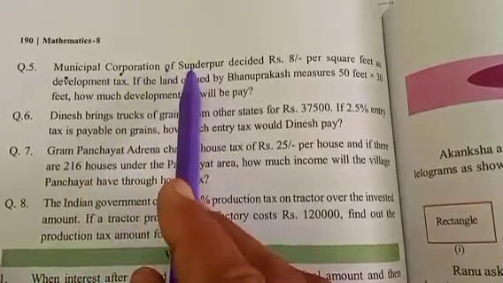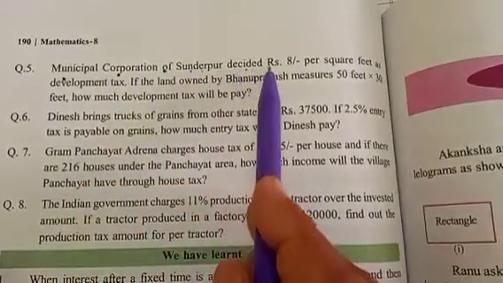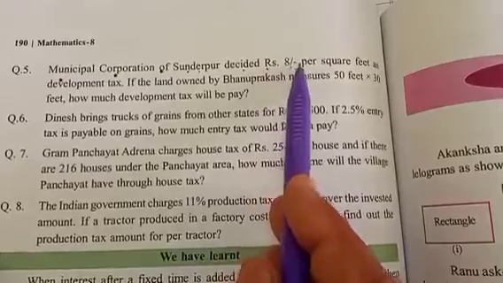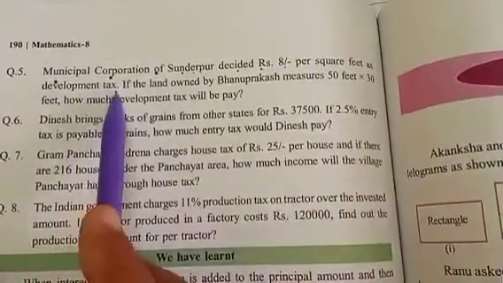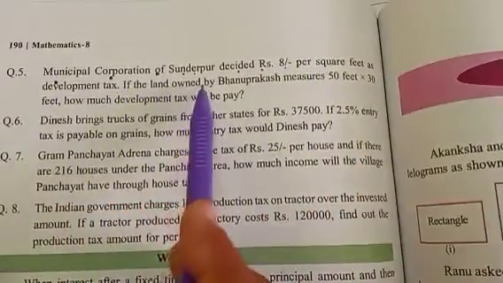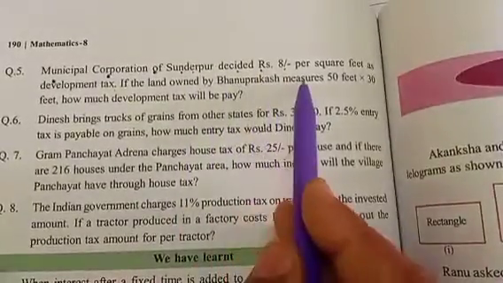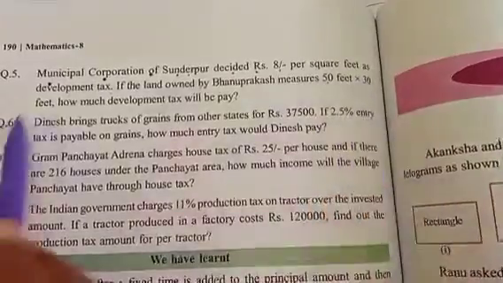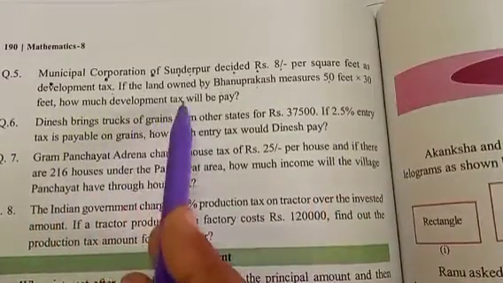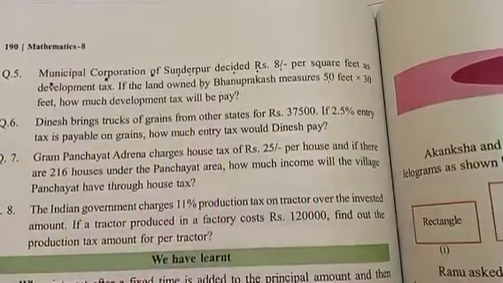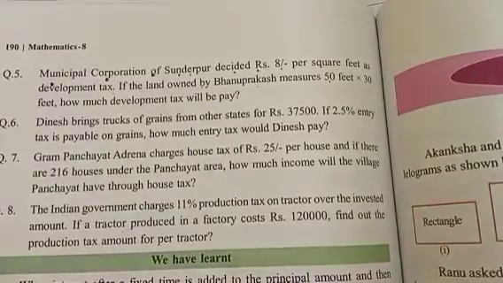The Corporation of Sundarpur decided rupees 8 per square feet as development tax. If the landowner Bhanu Prakash measures 50 feet into 30 feet, how much development tax will be paid? Same, we have to find the tax, the same method.